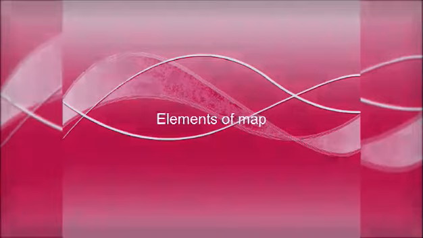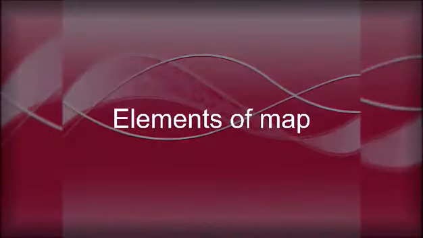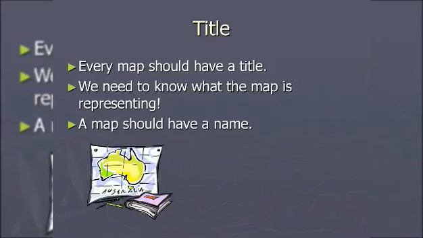Elements of map. There are 5 elements of map. Our first element of map is title. Every map should have a title. We need to know what the map is representing. A map should have a name.